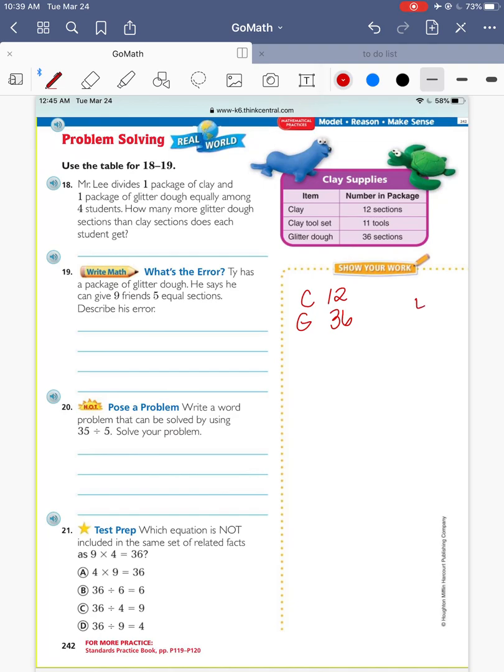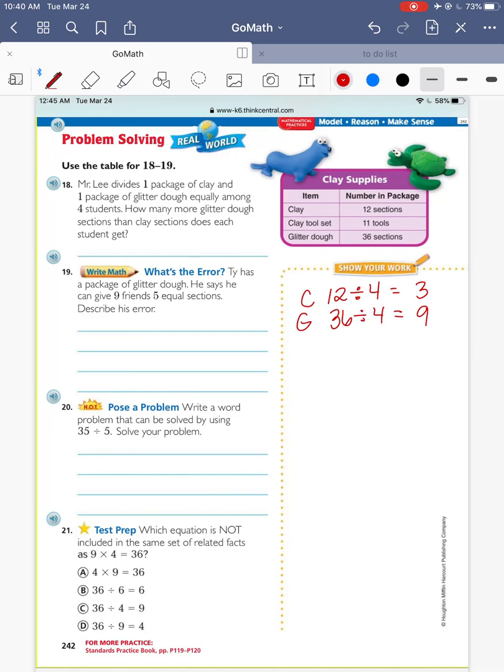There's 4 students. So we need to split the clay. So split means we're going to what? Divide it, right? So 12 divided by 4 means that how many pieces of clay are they going to get? 12 divided by 4 is 3. Then we need to take 36 divided by 4. And that's going to give you 9 pieces.